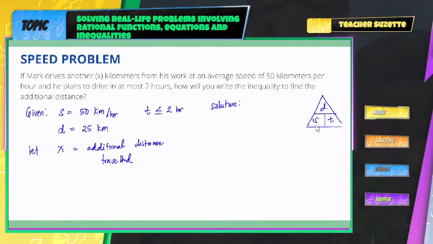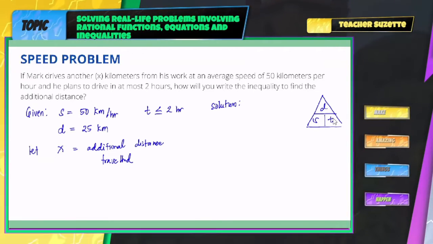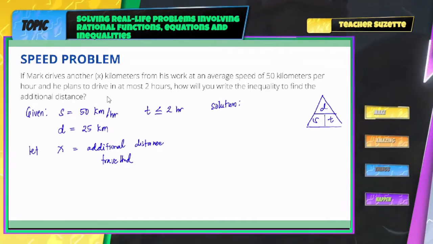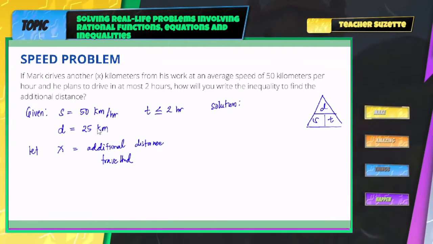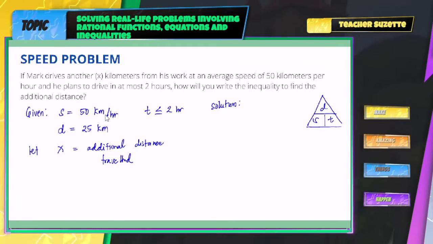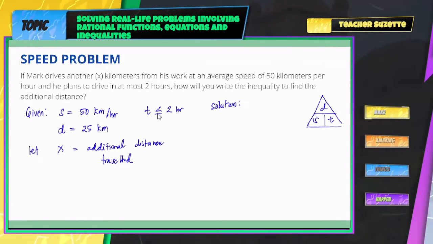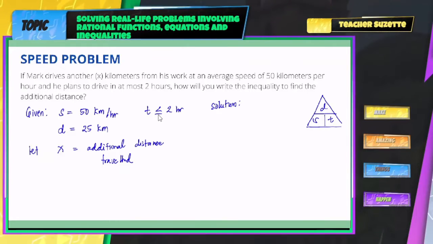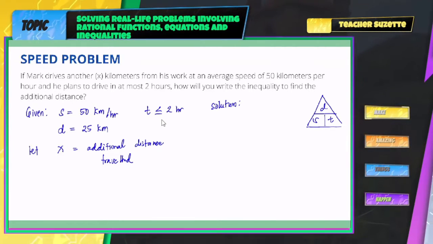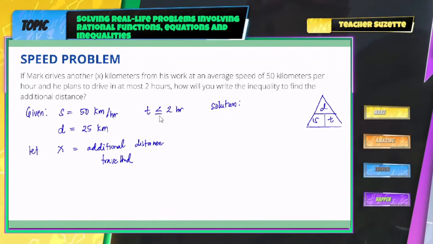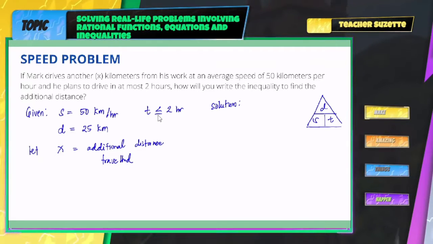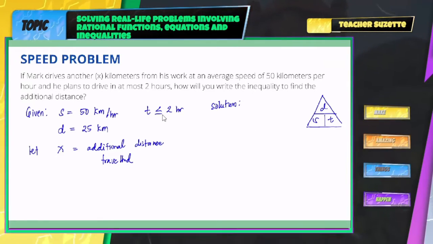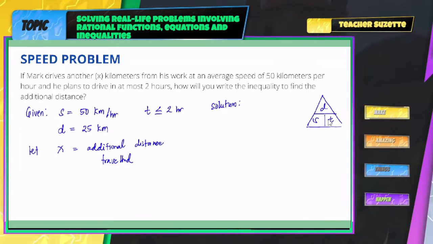So, given that we know that speed is equal to distance over time, and looking back at our problems, and given na nilista kanina, meron na tayong isang inequality symbol na na-encounter, which is yung ating at most 2 hours for the time. So, ibig sabihin, given this as a starting point, pwede nating gamitin to in writing our inequality. So, therefore, express natin siya in terms of time.